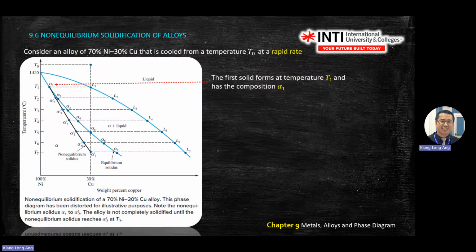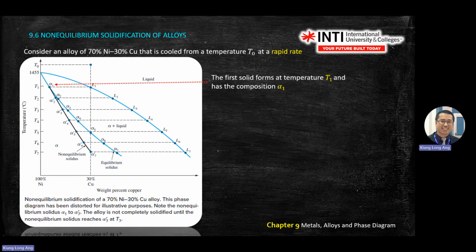Now let's look at what happens when it cools down. When you cool down from T0, a very high temperature above 1455 degrees C, you drop down to a certain temperature. Now the question is, at what temperature will the first solid form? If your solution has 30% copper, you start from X and then you drop the temperature from here to here. So you touch this line, right? This line is liquid and solid, then this is liquid plus solid, and then this one is solid. So the first solid forms at temperature T1 and has composition alpha 1.